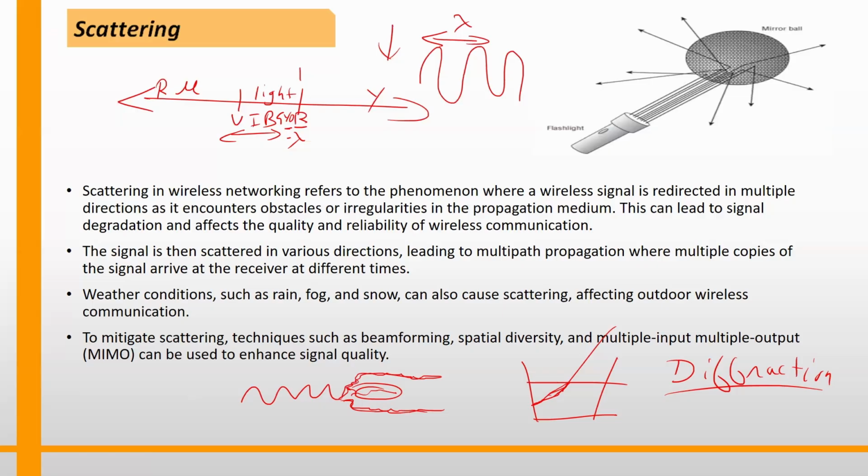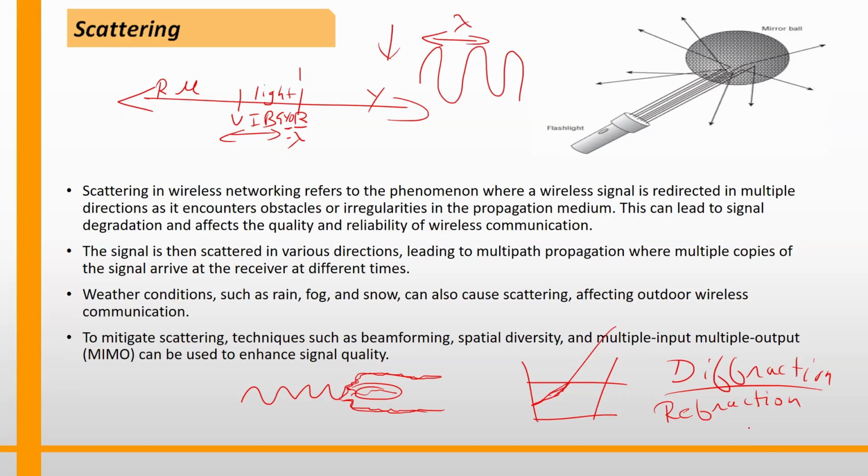Okay, so we have understood reflection, absorption, and scattering, then we have seen diffraction, and there is one more phenomenon, that is refraction. Refraction occurs when a wave passes from one medium to another medium and changes direction due to a change in speed. So that is when refraction happens.